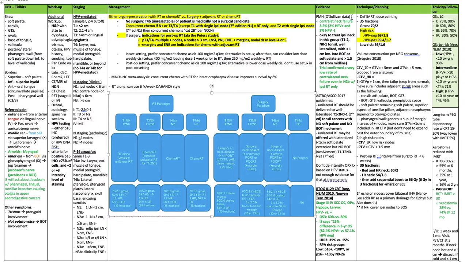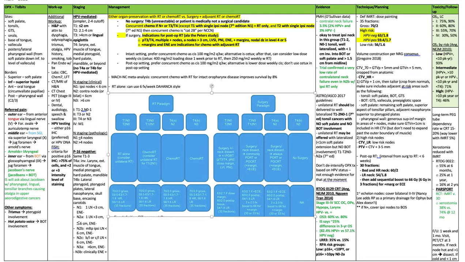The ASTRO and ASCO 2017 guidelines say unilateral radiation should be delivered to well-lateralized T1 to 2 and N0 to 1 per the 7th edition tonsil cancers with no soft palate and no base of tongue involvement. Unilateral radiation may be offered with lateralized, meaning less than 1 centimeter soft palate extension, but no base of tongue involvement for T1 to T2 and N0 to N2A 7th edition. You do not de-intensify oropharynx treatment based on HPV status, as there is not enough evidence for that at the moment.